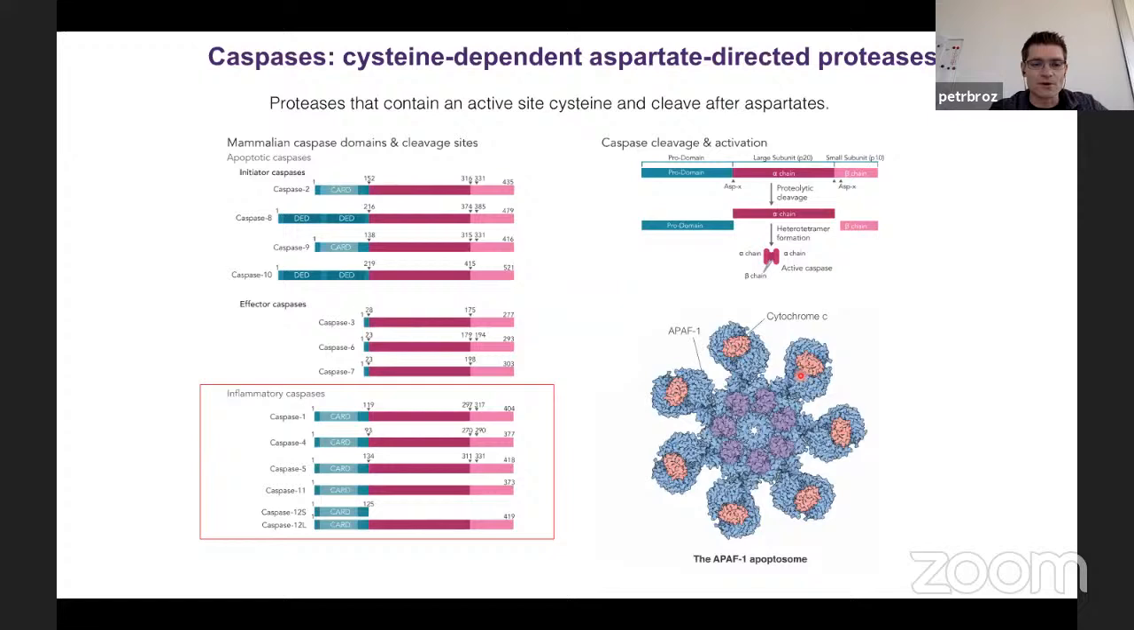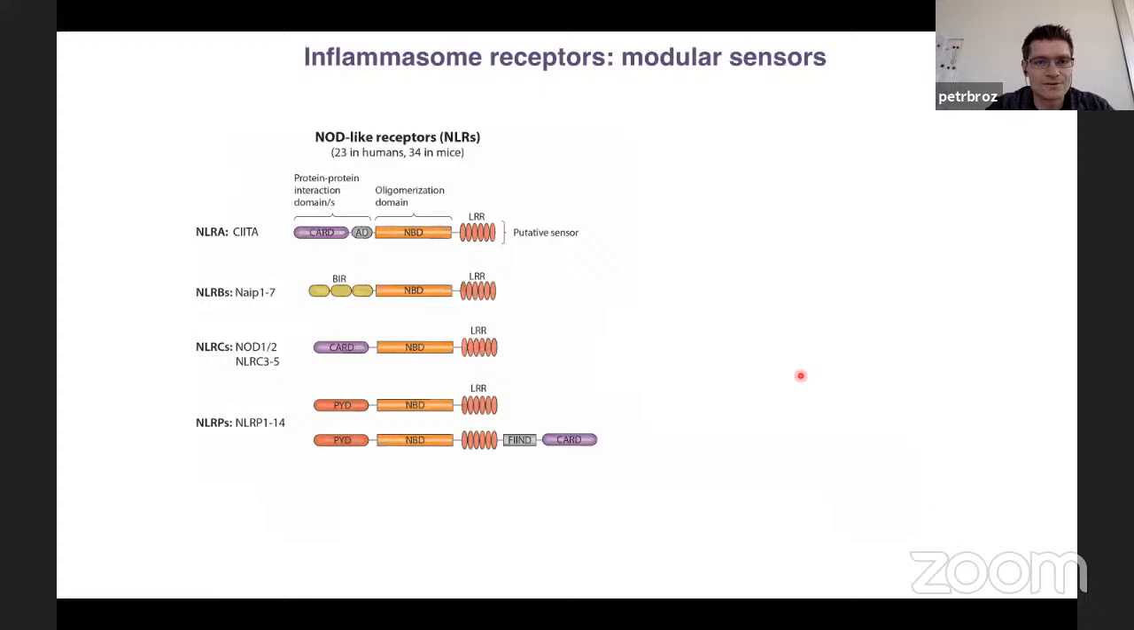So I've told you that canonical inflammasomes are assembled by cytosolic receptors. In this case, these receptors consist of different domains. So there are modules that they have. Most of these receptors belong to the NOD-like receptor family, which is shown here. There are 23 of those NLRs in humans, more in mice, 34. And they are further subdivided into smaller groups here based on the domain that they feature.